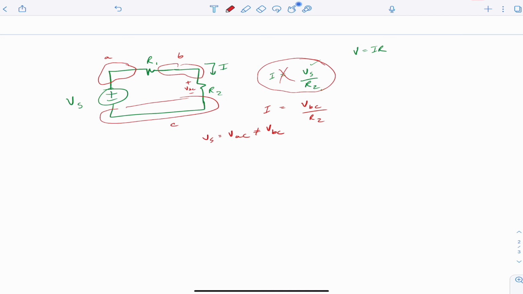Another thing you can do, right, is since the current is flowing from A to C, it's all the same current. Well, you could use I is equal to the voltage from A to C, but now you have to include all the resistance from A to C. So VAC, in fact, is VS, right? So these are the same. But the resistance RAC includes a series combination of R1 and R2. That would be the current.